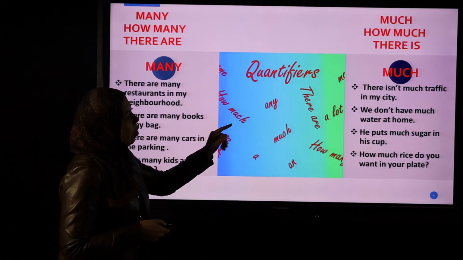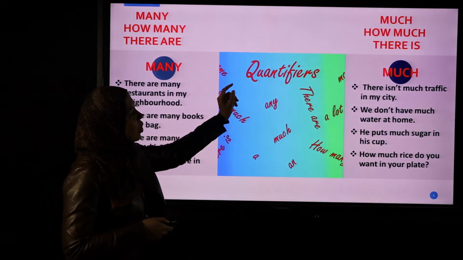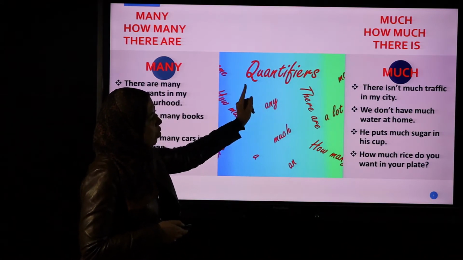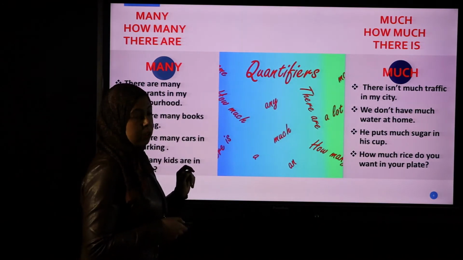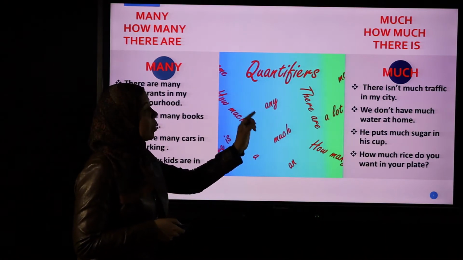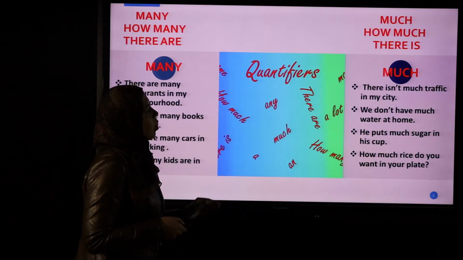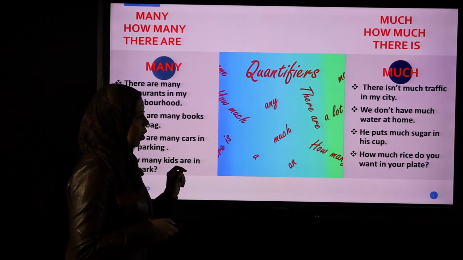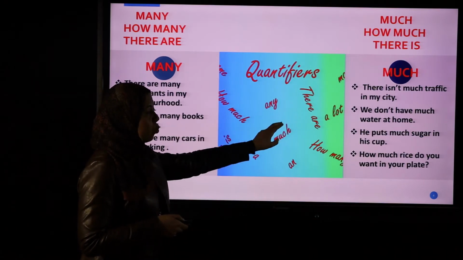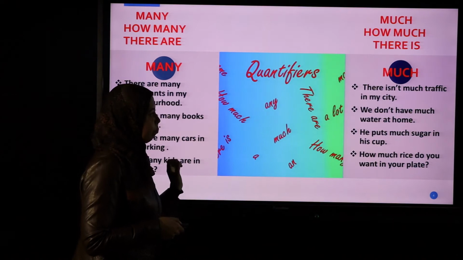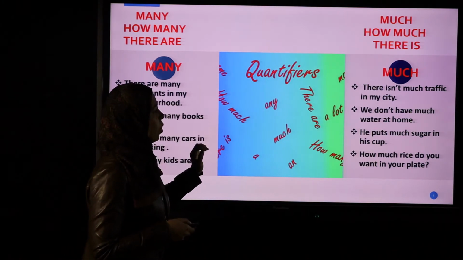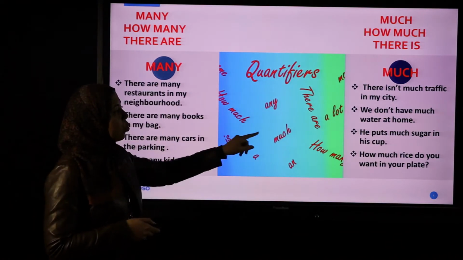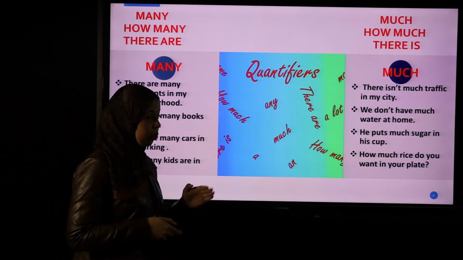Let's go to much. When we talk about much, we can use there is. Like when we say there isn't much traffic in my city, I used there is with much because traffic is uncountable. Second example, we don't have much water at home, okay? I used much with water because water is uncountable. He puts much sugar in his cup. We used much here with sugar because sugar is uncountable.